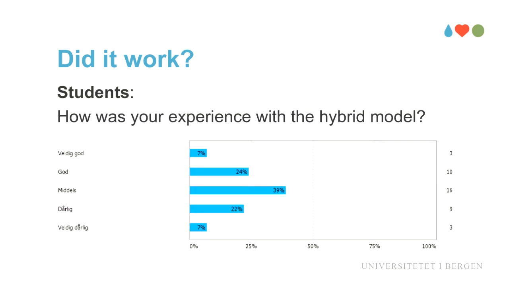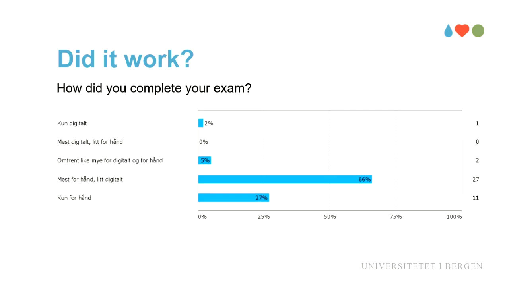I apologize for this being in Norwegian, but it goes from very good to very bad on the graph. The experience was pretty much split across the middle. But if you notice, there were 10 participants saying it was good and 9 participants saying it was bad. So we're a little bit above average happiness with this. So we continued doing it. Probably would have done anyway, but at least it's a fun metric to pull up. And we can see that students mostly did it by hand. 66% of the students did it mostly by hand, although one student actually wrote everything digitally.